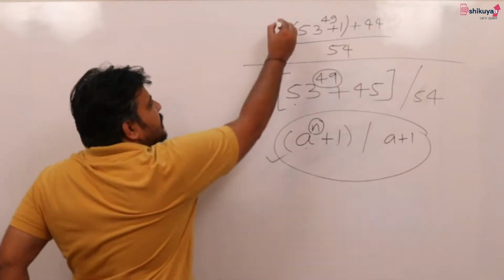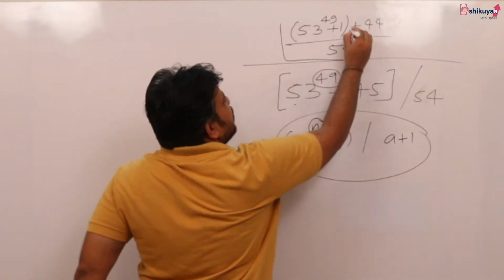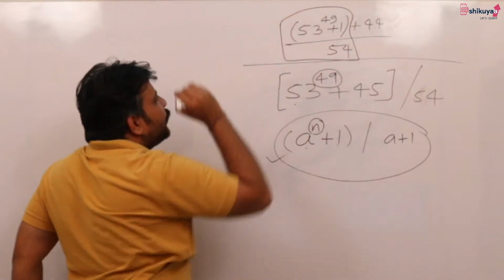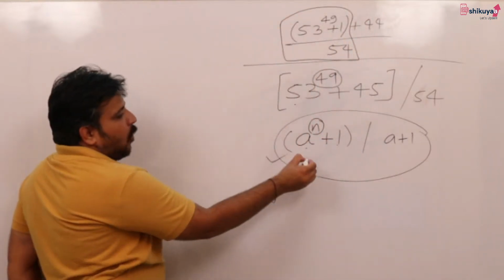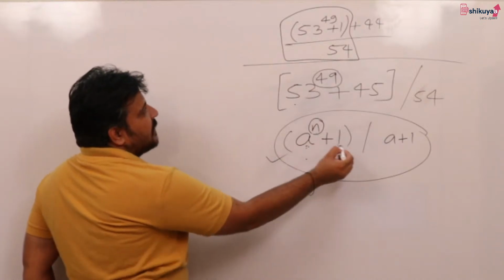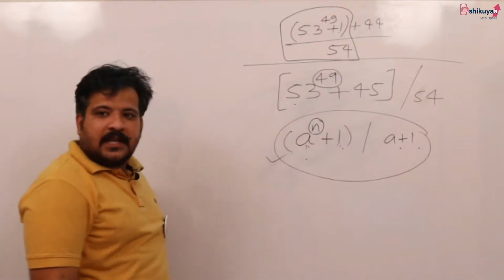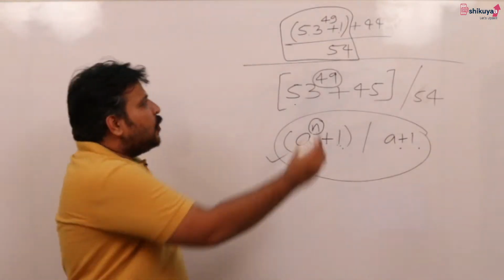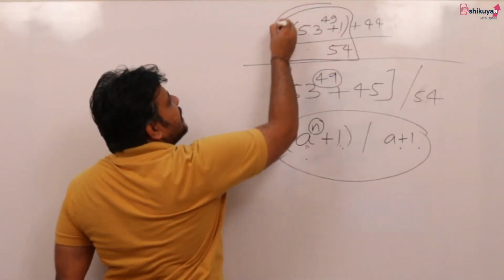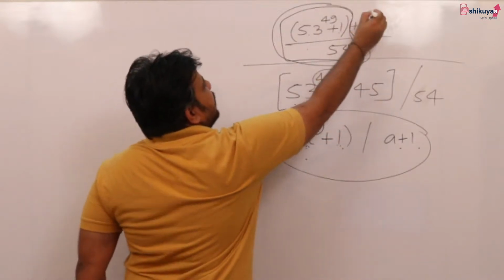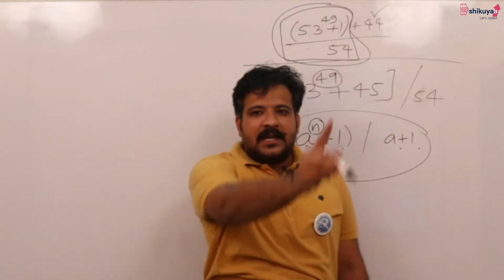So now you can check this mathematical expression fits this form. a plus 1, that is 53 plus 1, 54, a plus 1. Can you understand this? So if you look at this, now as this is completely divisible, the remainder will be 44, that is option C.